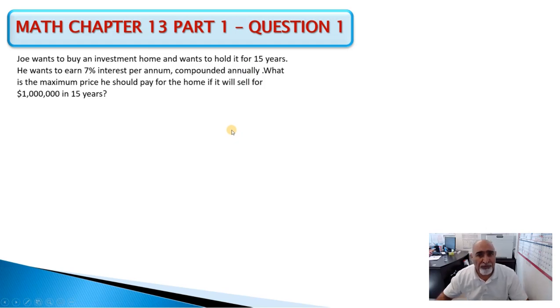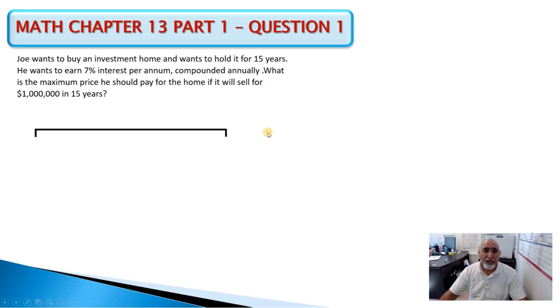What is the maximum price he should pay for the home if he will sell it for $1 million in 5 years? So 4 times 5 is 20 quarters. We read all the information in the question. Then we make our timeline diagram. Loan amount is PV, $560,000. FV is negative $560,000. We need to know how to do that.